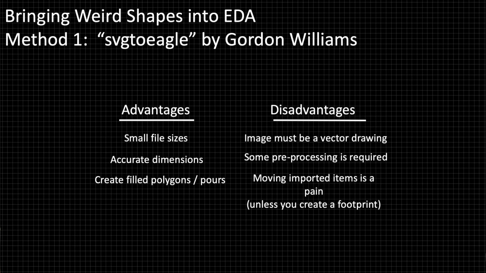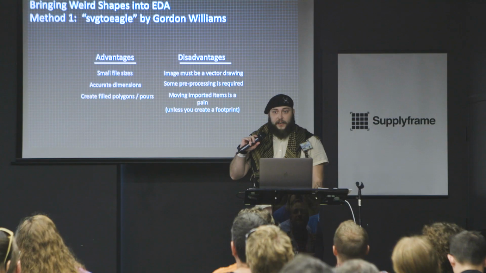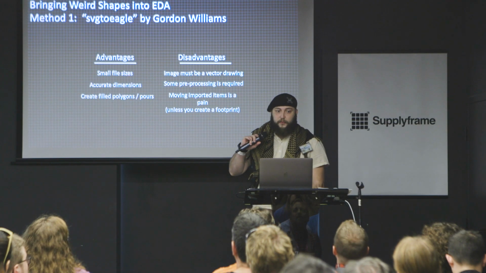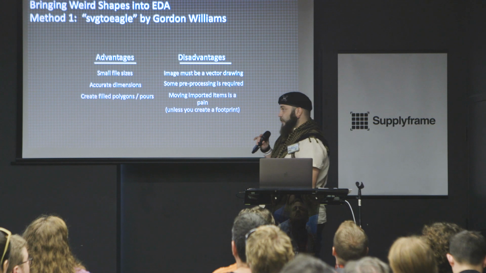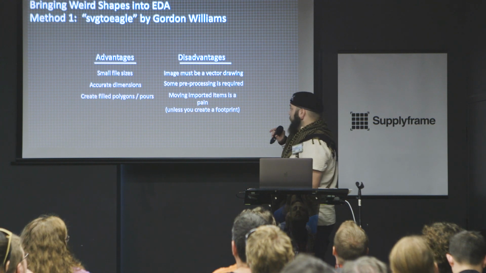Advantages and disadvantages, right? So advantages, small file sizes are always good, right? Vector graphics are pretty small compared to something like a bitmap. Accurate dimensions. If you draw something 5 millimeters in an SVG, it's going to be 5 millimeters when you bring it into Eagle. So for mechanical design, this is very important.